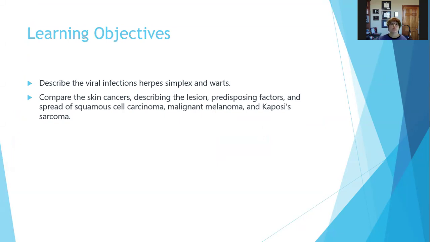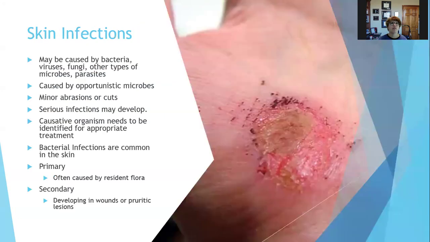And specifically, we're going to talk about squamous cell carcinoma because it's one of the most common skin cancers, malignant melanoma because that's the one that can kill you, and Kaposi's sarcoma because it's different and interesting. And then we'll also talk about the manifestations of some of these different infections.